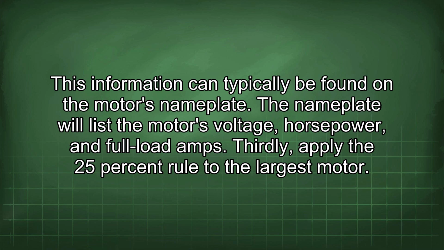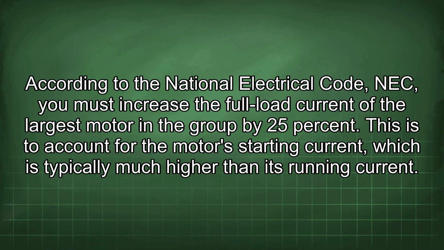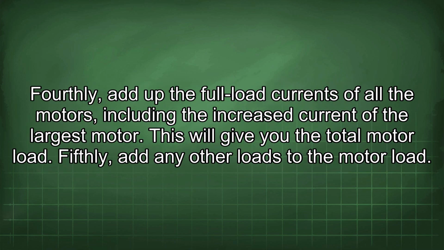Thirdly, apply the 25% rule to the largest motor. According to the National Electrical Code, NEC, you must increase the full load current of the largest motor in the group by 25%. This is to account for the motor's starting current, which is typically much higher than its running current. Fourthly, add up the full load currents of all the motors, including the increased current of the largest motor. This will give you the total motor load.